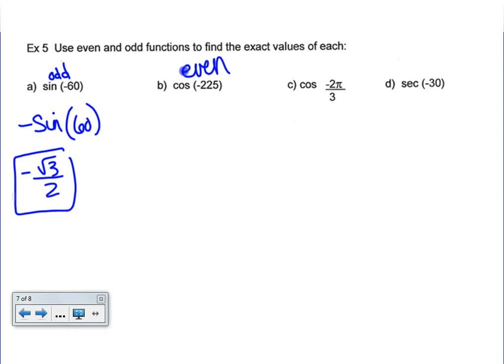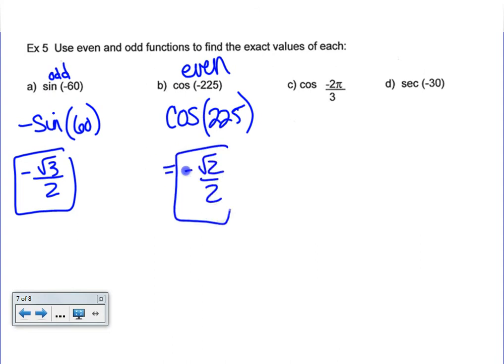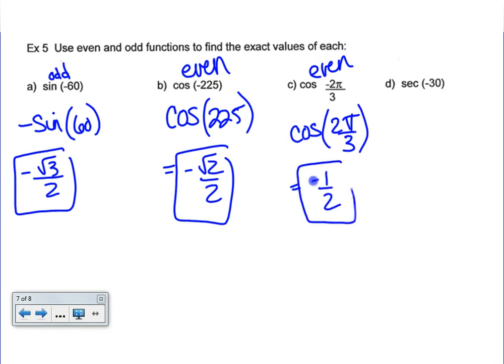Okay. Cosine is even. So what that means is the cosine of negative 225 is the same thing as positive cosine. So if we go to our unit circle and find the value for cosine of 225, we're actually going to have our answer. Okay, cosine of negative 2 pi over 3. Remember, cosine is even. So I could just find the cosine of positive 2 pi over 3, and I would have my answer. So if I look on my unit circle, that comes out to a negative 1/2.